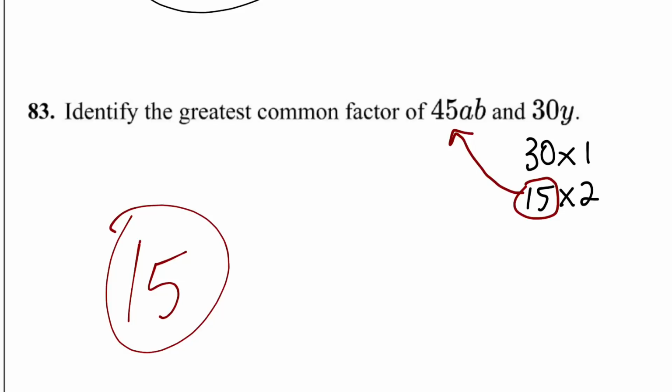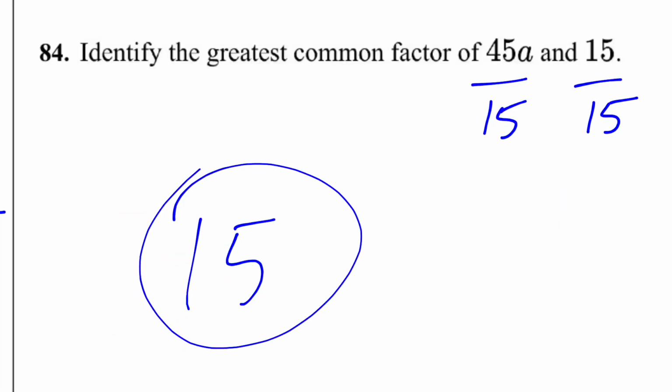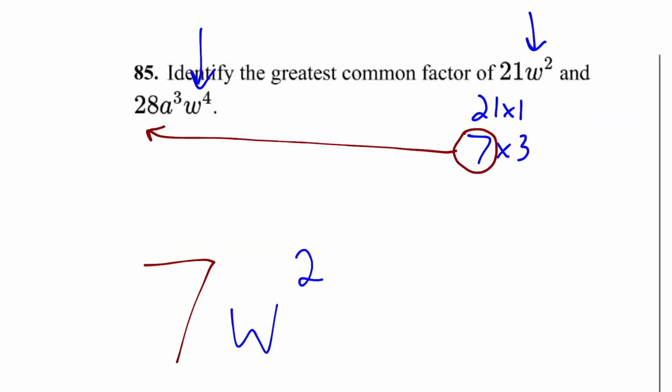For 83, start with 30. Does it go into 45? Not evenly. Cross it out. Try the next biggest factor of 30. 15 goes into 45 evenly. This one has an A, this one has a B, this one has a whole different letter, Y. So there's none in common, so I do not include them in my GCF. I just leave it as 15. 15 is a smaller number. It goes into both. There is not a common letter. The answer is 15.